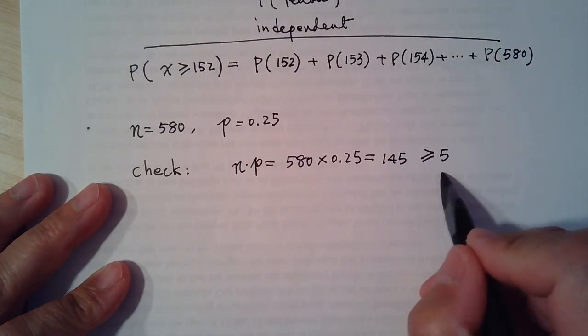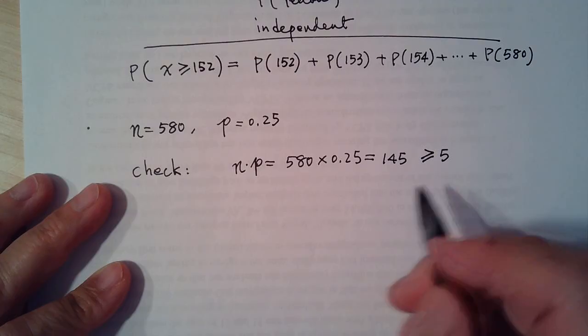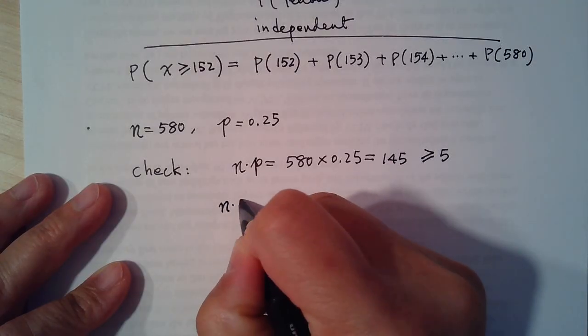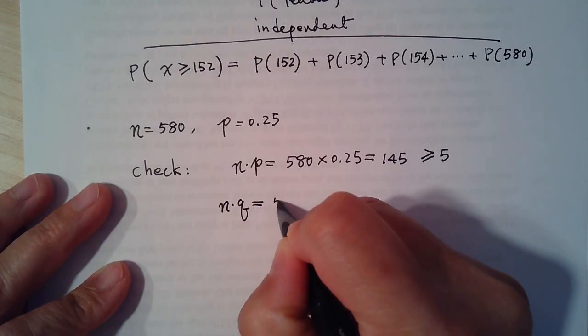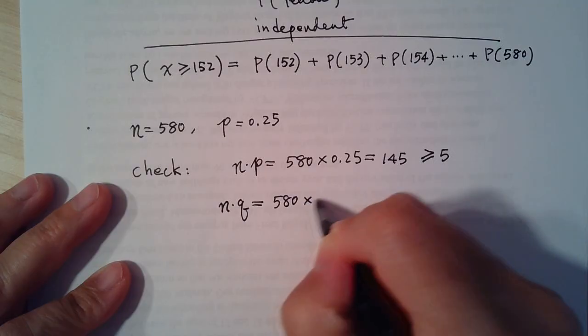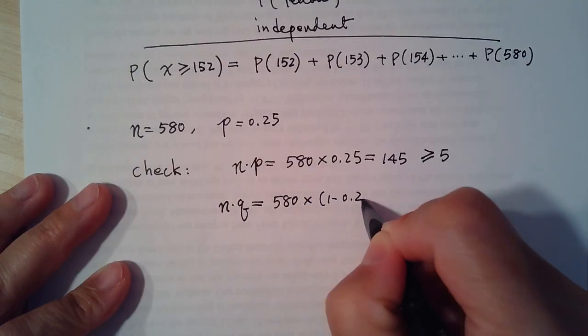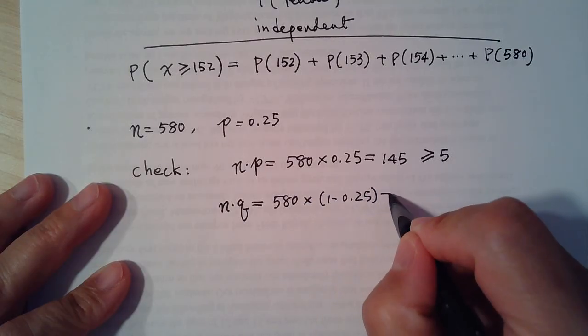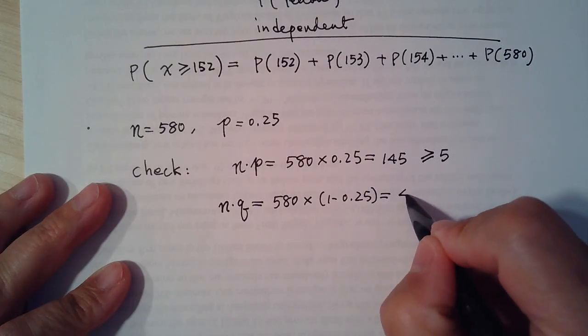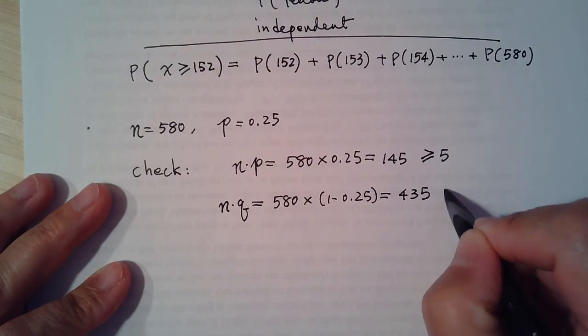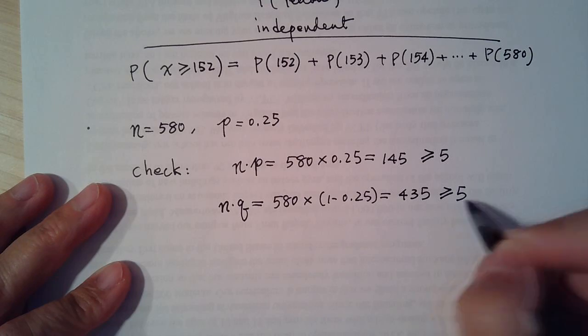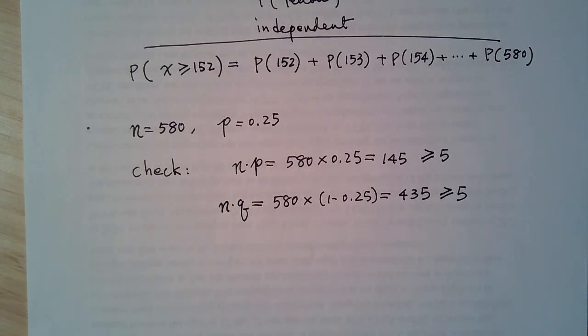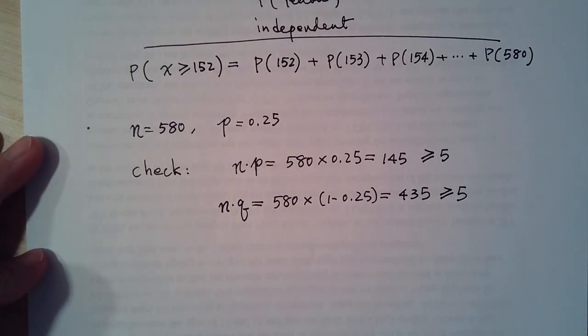Remember, this is what we're looking for, whether this number is greater than or equal to 5. And also, please check Q, NQ. So that's 580 times 1 minus 0.25, all right? And that answer is 435. It's also greater than or equal to 5. So, yes, these two requirements are met. Therefore, we can use normal distribution as approximation of the binomial distribution.